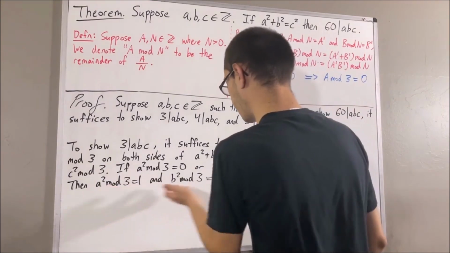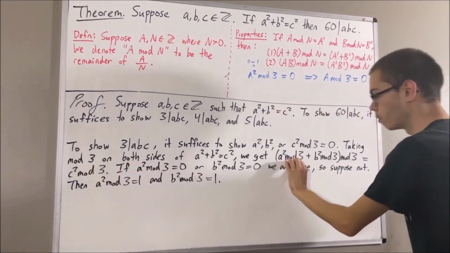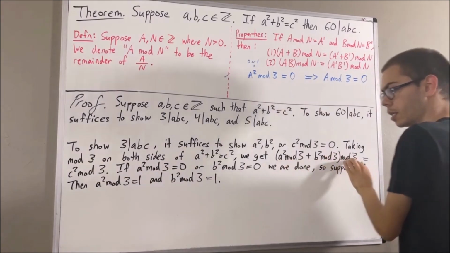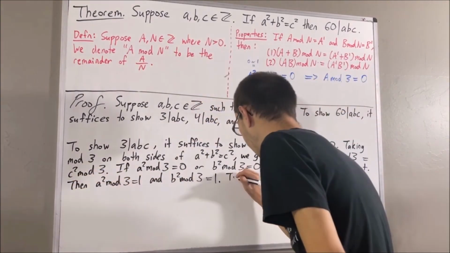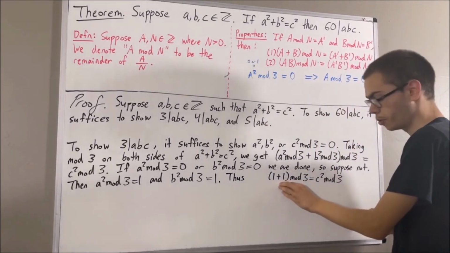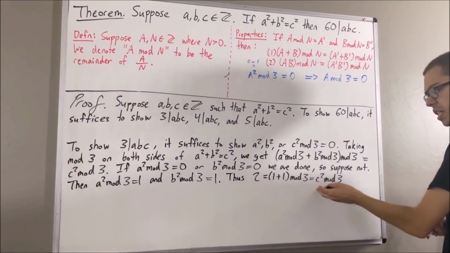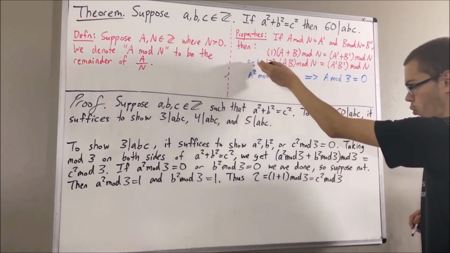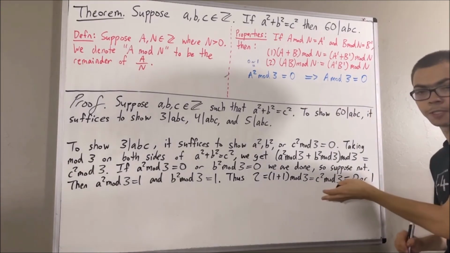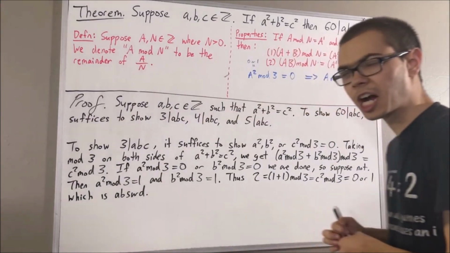If we take these two and plug them into our equation, we get 1 plus 1 mod 3 is equal to c squared mod 3. And 1 plus 1 is just 2, so we get 2 mod 3, which is equal to 2. But c squared mod 3 is equal to 0 or 1. But that's absurd. So we've reached a contradiction.